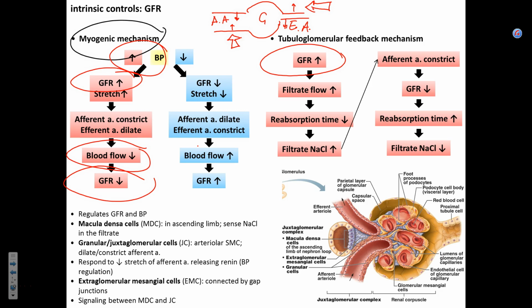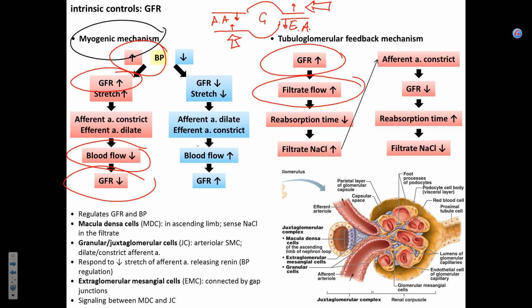GFR increases. Blood pressure goes slightly up. GFR increases. Blood flow through glomerular capillaries goes up. Okay? Now, if blood flow through the glomerular capillaries goes up and GFR increases, what happens to the amount of filtrate that is formed? Goes up. As the amount of filtrate goes up, what happens to the rate of the filtrate flow? Is it flowing faster or slower? More filtrate means faster, right? Just more water. You open up the faucet.